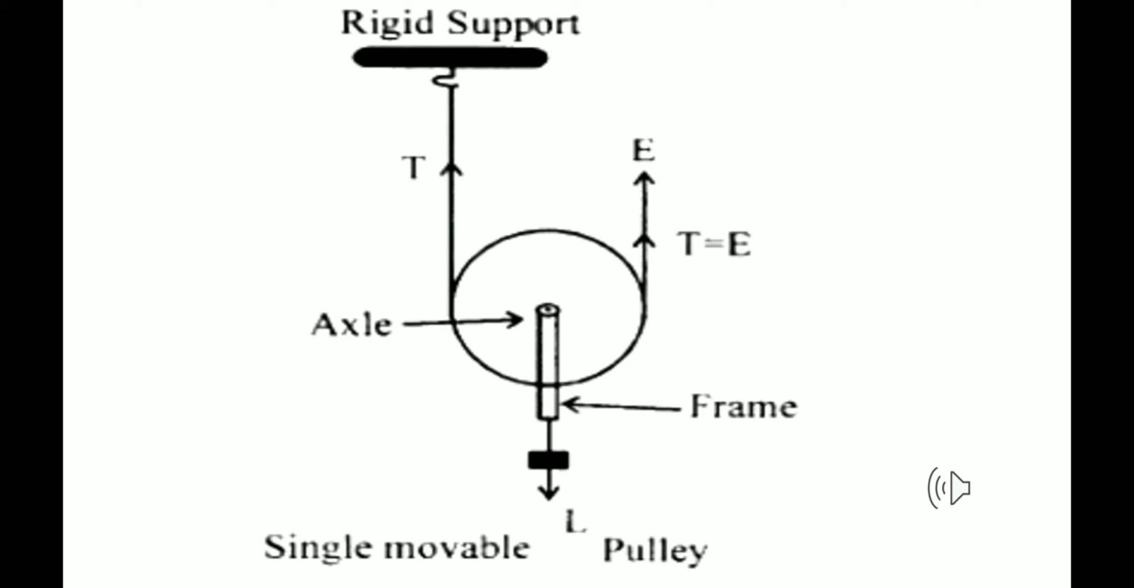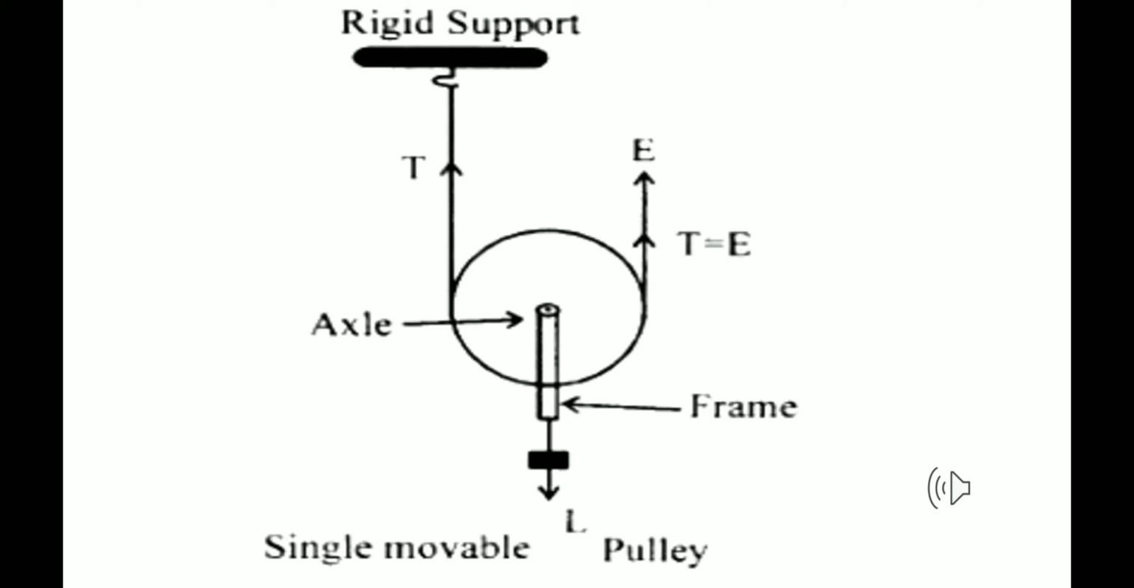Okay, as you can see in the diagram here, the groove of the pulley has a rope around it, and as you apply effort in the upward direction, the pulley will move up, and if you leave the rope, it will move down. And there is a rigid support from where the rope has been fixed at one end.